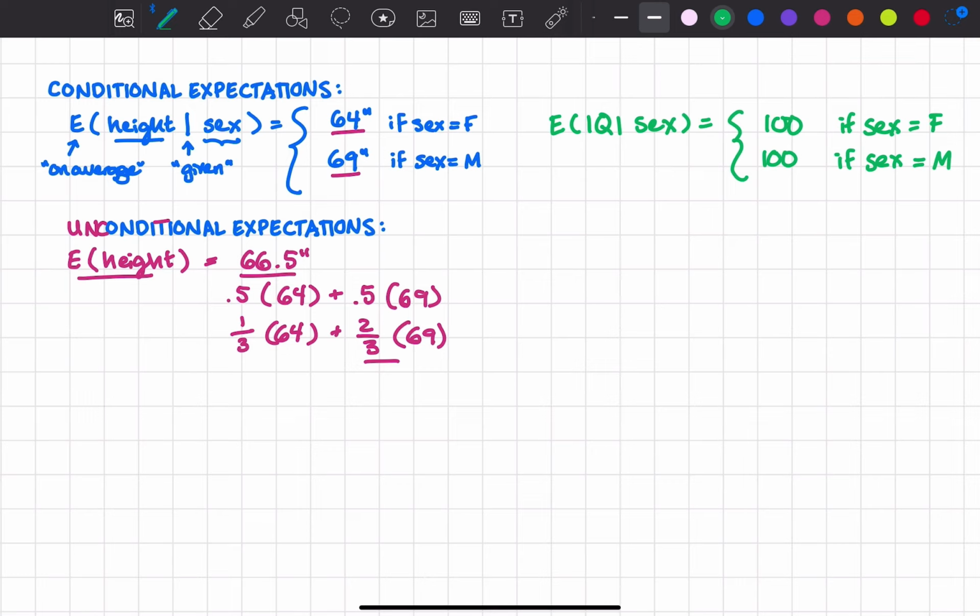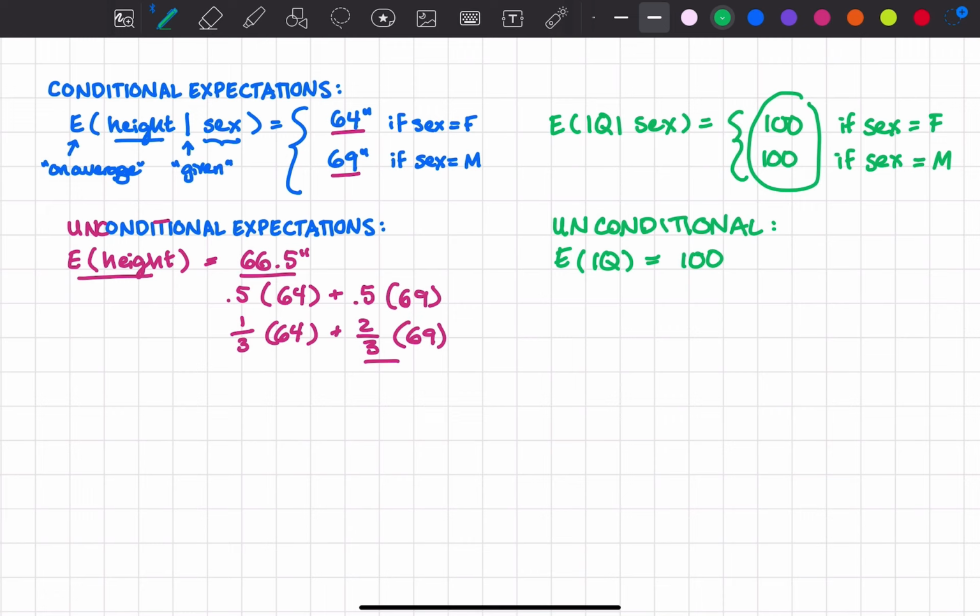So the unconditional expectation of IQ is always going to be 100. It doesn't matter how many males or females are in the population, any weighted average of 100 and 100 is going to be 100, right?